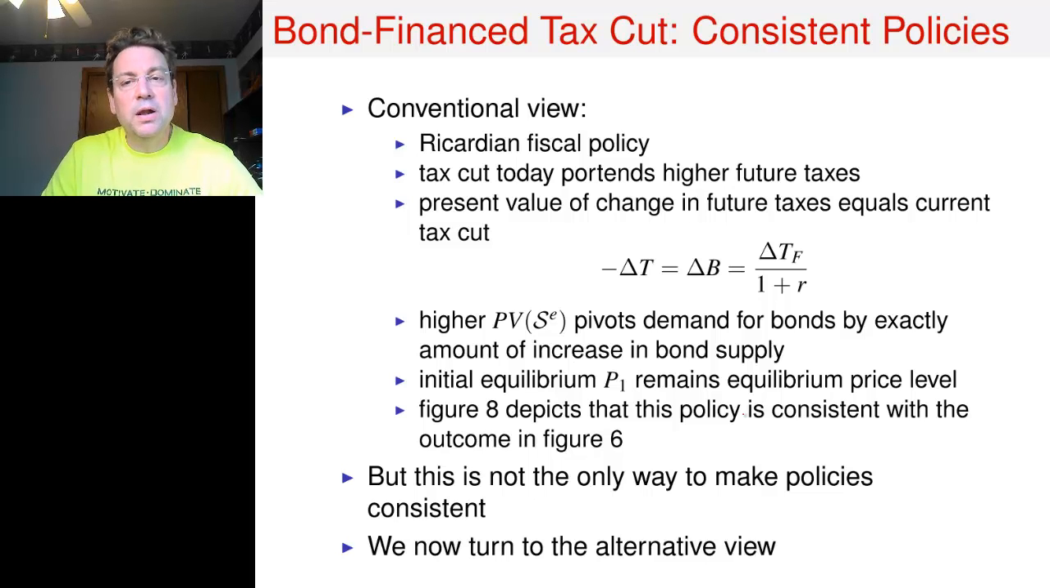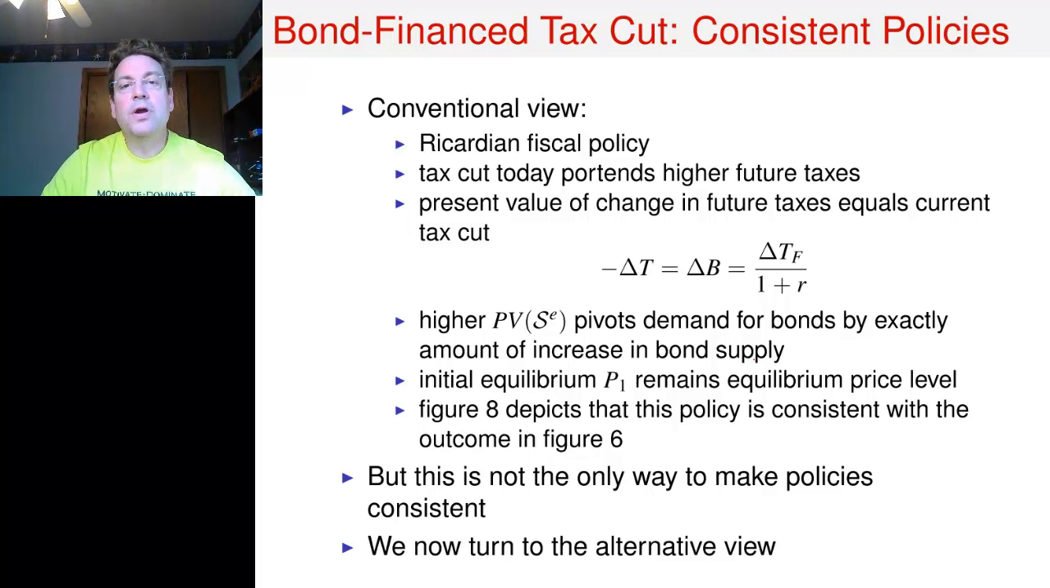So how can we make these policies consistent? Well, one approach is taken by the conventional view. In that view, policy is Ricardian. So the tax cut today creates an expectation that taxes are going to go up in the future. And how much will they go up? They'll go up so that the present value of the change in taxes exactly equals the current value of the tax cut. And then what happens is the present value of surpluses goes up because you're expecting higher taxes.